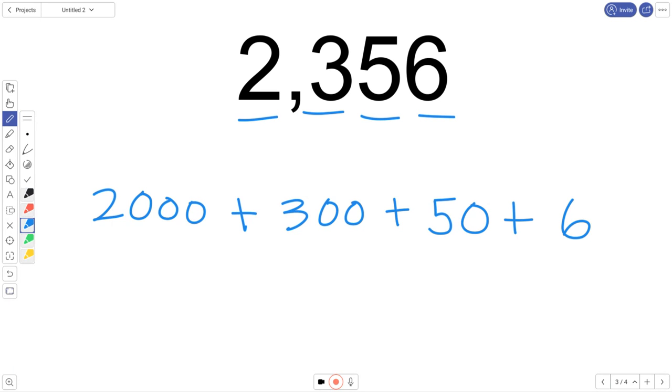So all you're really doing is breaking apart the numbers. The same amount is here, right? If I took 2,000 plus 300 plus 50 plus 6, I would get this number. But breaking it down is going to help us in one of our strategies we're going to use for big multiplication. All right? So good luck. You're going to go and work on a couple of problems just like that.